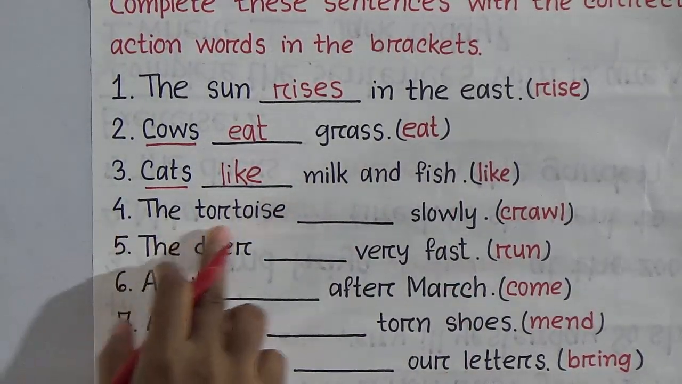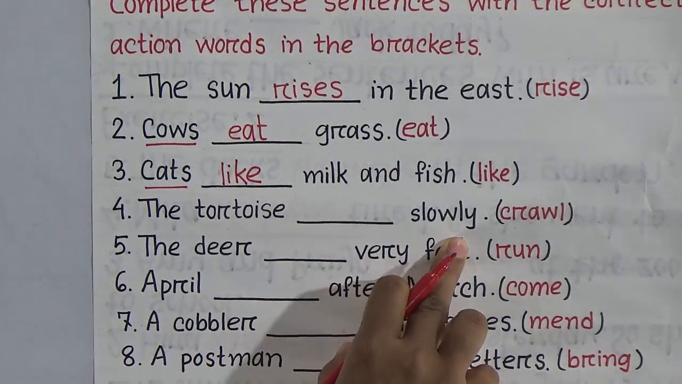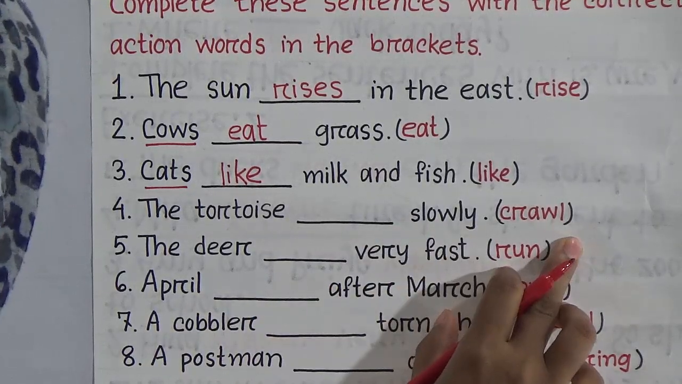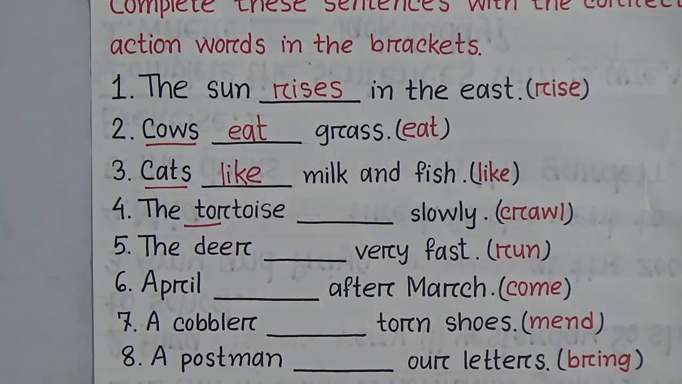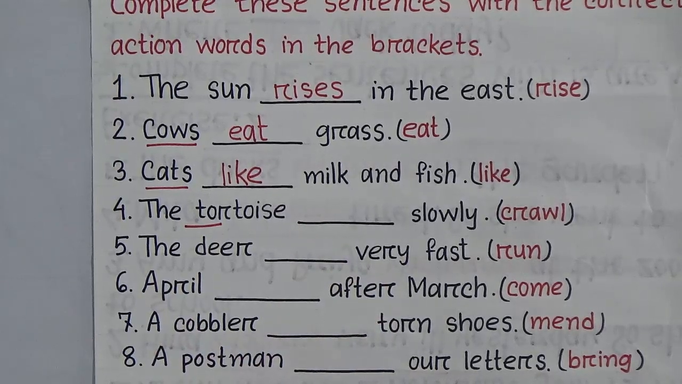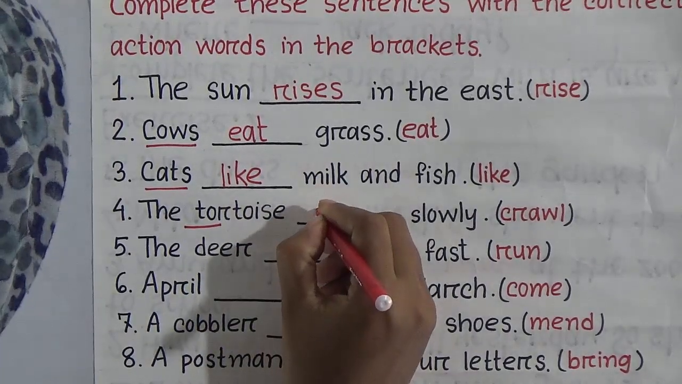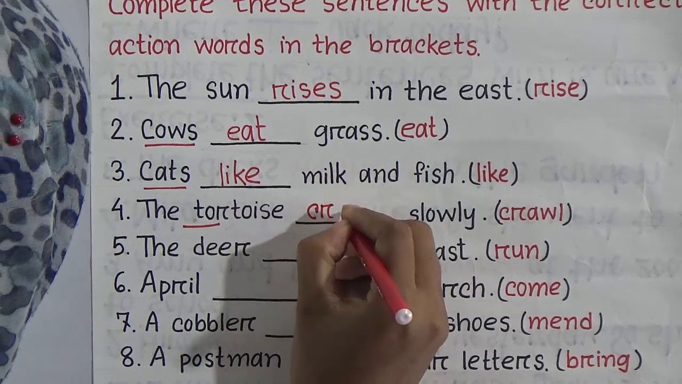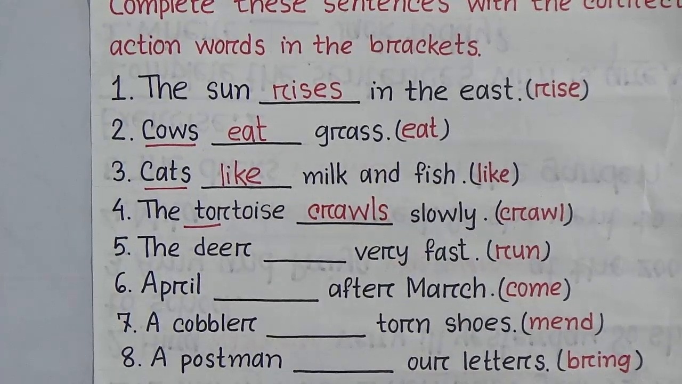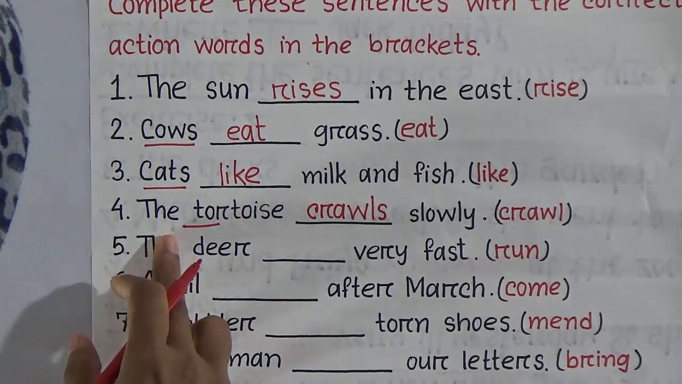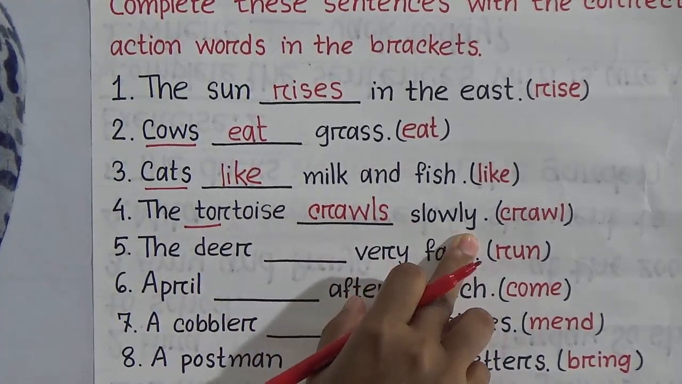Number 4, the tortoise dash slowly. The given word is crawl. The tortoise here is singular. So with singular you have to use a singular verb and you have to use s at the end of the word, C-R-A-W-L-S. So now the sentence will be the tortoise crawls slowly.